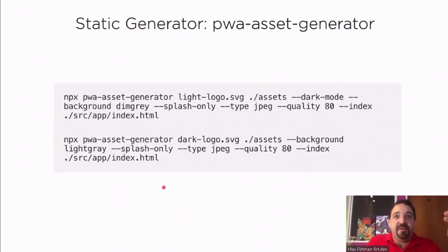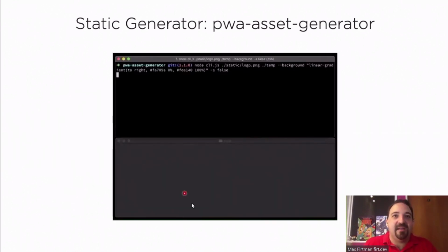So for example, there is a static generator known as PWA-asset-generator. So it's actually pretty simple to remember. It's on NPM, so you can just go and execute it with npx PWA-asset-generator with a lot of settings. Okay, I don't want to get deep here with the settings. And when you execute this, okay, it will look like this. So, let me see if this is running.